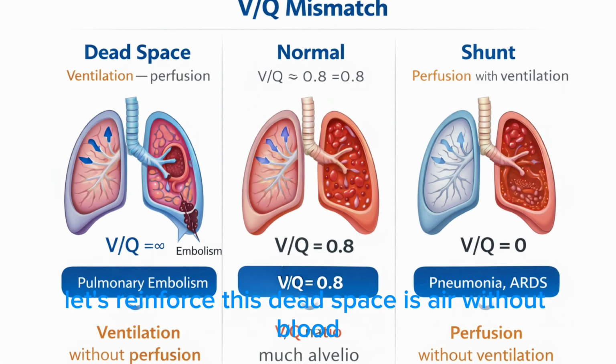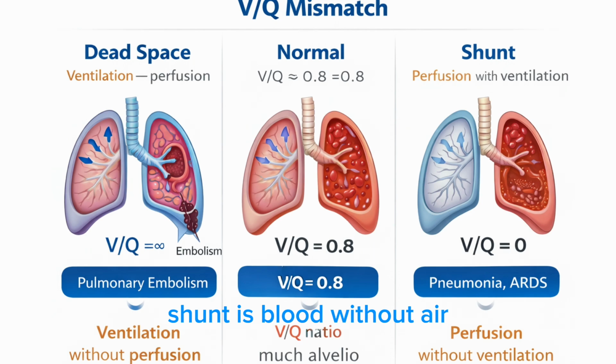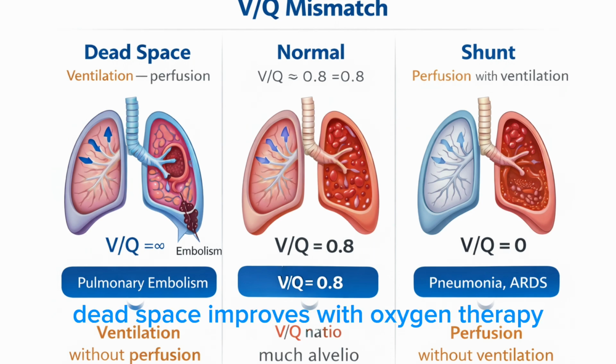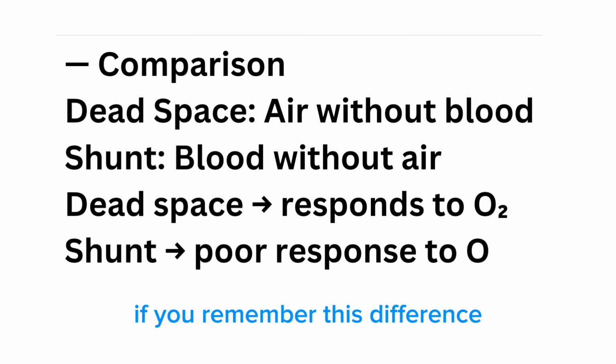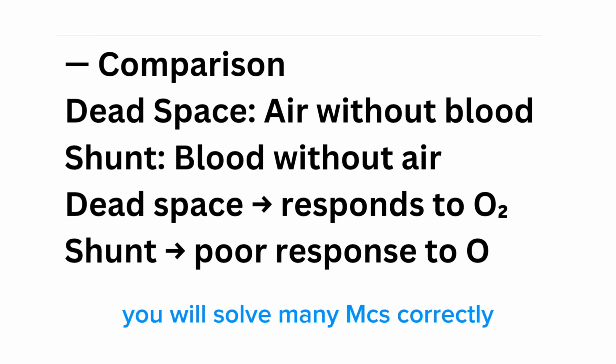Let's reinforce this. Dead space is air without blood. Shunt is blood without air. Dead space improves with oxygen therapy. Shunt responds poorly to oxygen therapy. If you remember this difference, you will solve many MCQs correctly.